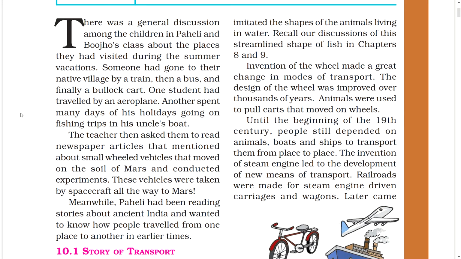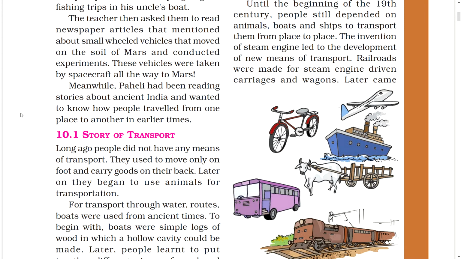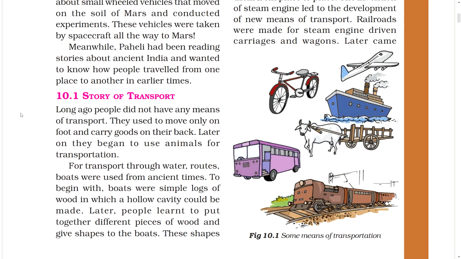Until the beginning of the 19th century, people still depended on animals, boats, and ships to transport them from place to place. The invention of the steam engine led to the development of new means of transport. Railroads were made for steam engine driven carriages and wagons. Later came some other means of transportation.